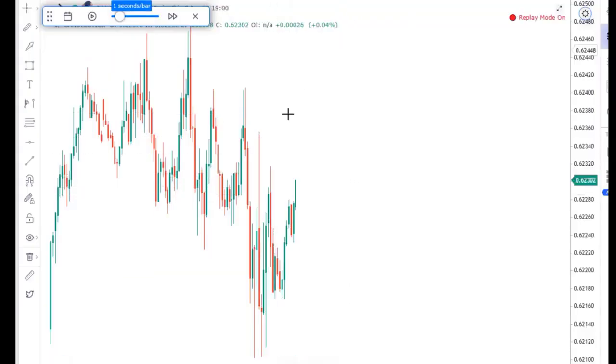So basically, after we have a breakout, price will tend to always move out.